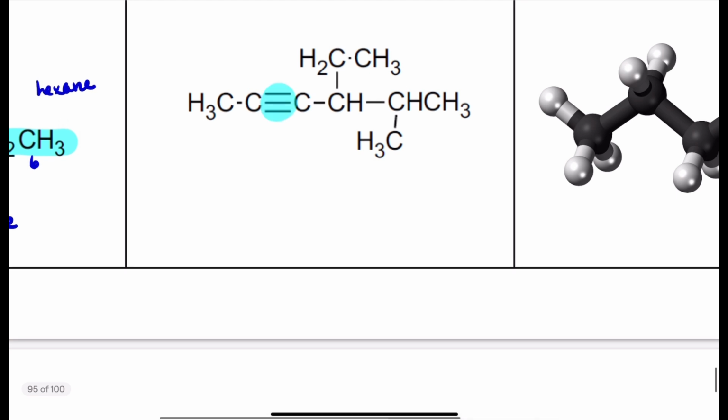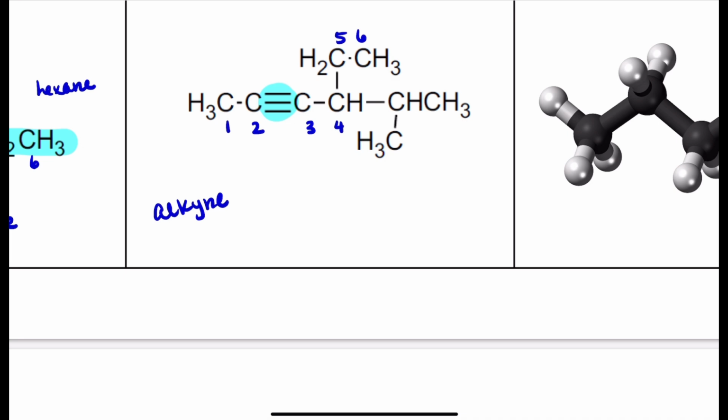Okay, what about this one? I've got this triple bond here. Remember this is an alkyne. And I need to get that in the chain. So I need to number it to minimize where that triple bond shows up. So 1, 2, 3, 4, 5, 6. Which way do we want to number it?